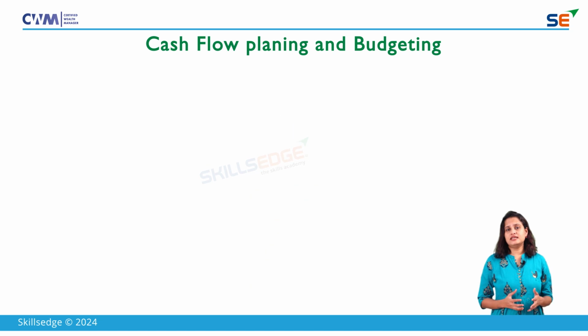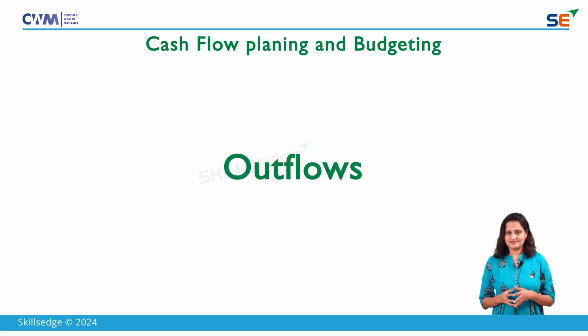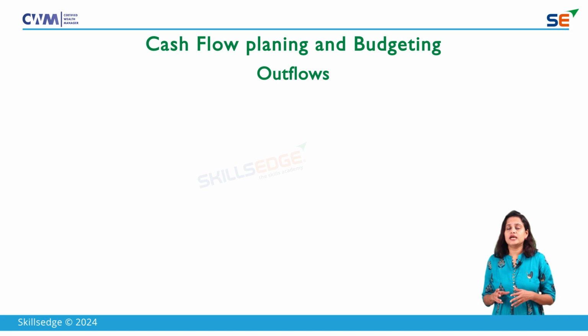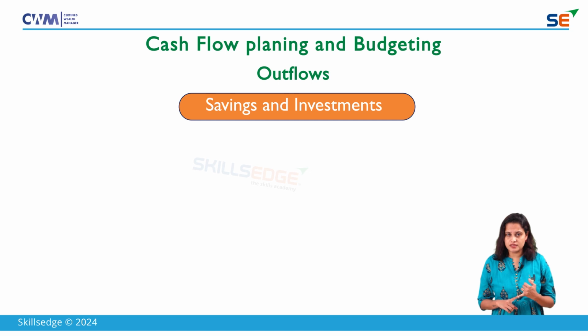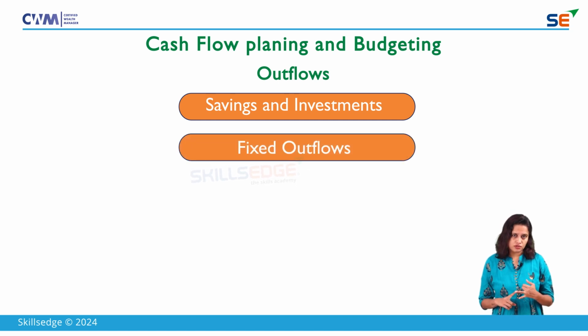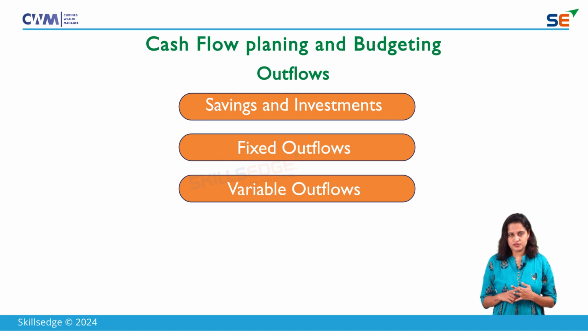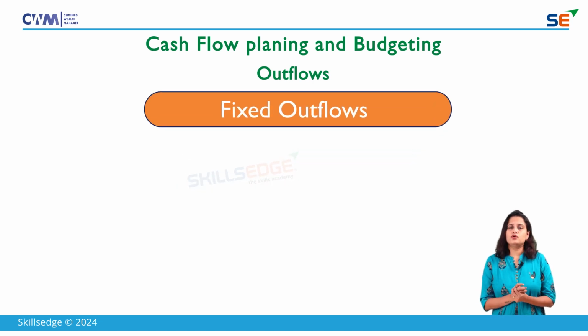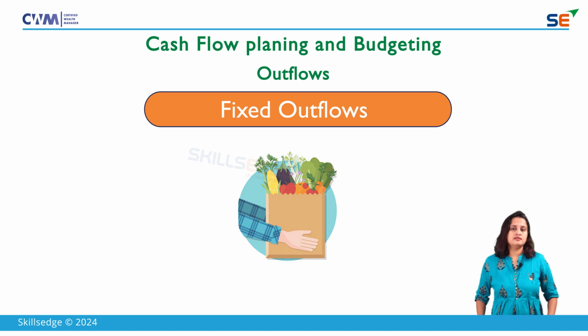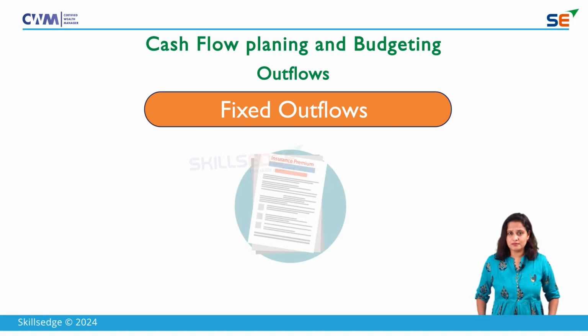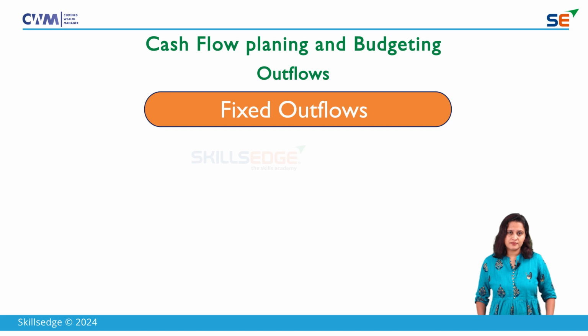Now, let us understand what outflows are. Outflows are divided into three categories, namely savings and investments, fixed outflows, and variable outflows. Fixed outflows are relatively predictable and recurring expenses on which the client does not have much control. Typical fixed outflows are household expenses, mortgage payments like EMIs and insurance premiums.